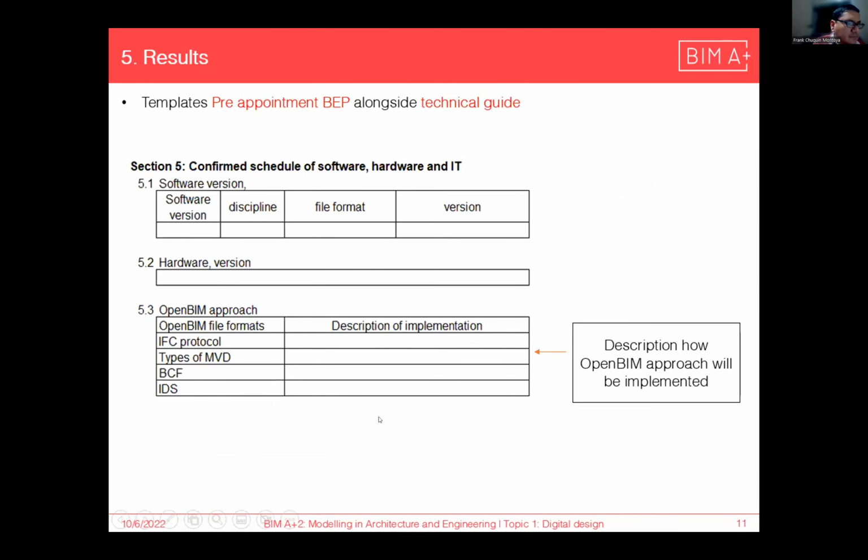Then this is another template, the pre-appointment BIM execution plan, BEP. But in this presentation, I am showing just one section of this template, specifically subsection 5.3. This is because it can be mentioned how an OpenBIM approach can be included in the context of ISO 19650. In this subsection, the prospective lead appointed party is asked to point out how it plans to implement open standards in the information production phase.